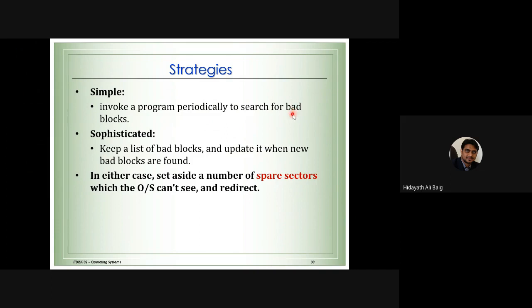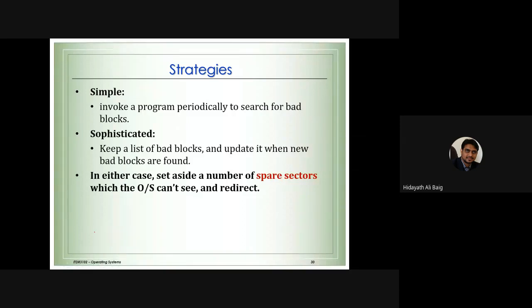Okay, sometimes in the car, if you get a puncture when we are driving, we need to have an extra tire, right? A spare tire. In the same way, if any disk block gets damaged or becomes problematic, we need spare sectors. So what do we mean by that?